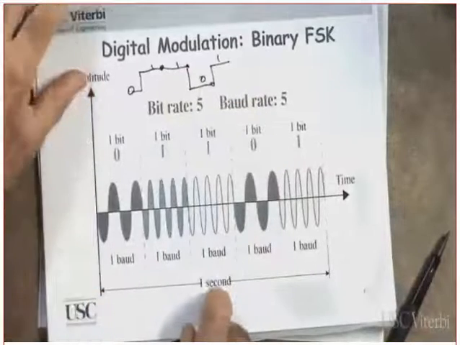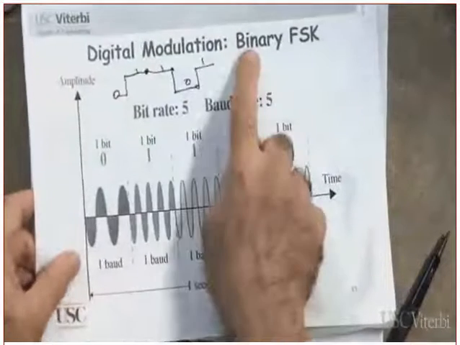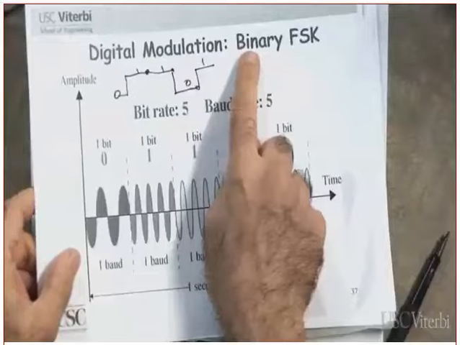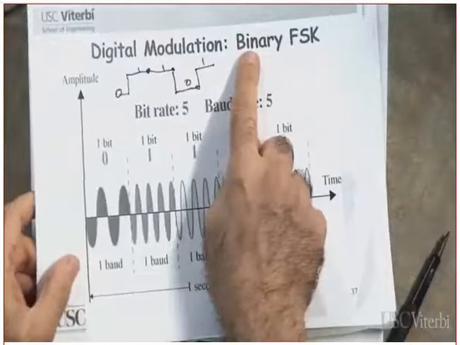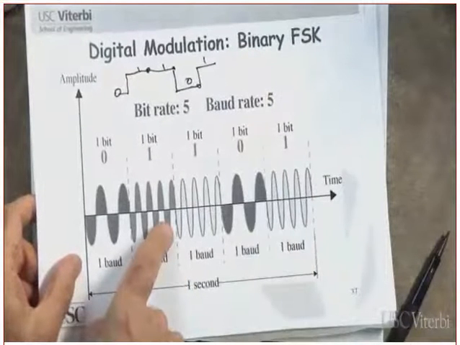The output of the modulator is this one. Clear? Okay. Tell me, what do I call this one? BFSK. BFSK stands for what? Binary frequency shift keying. Is the amplitude changing? Does the phase change? No. The phase also did not change.